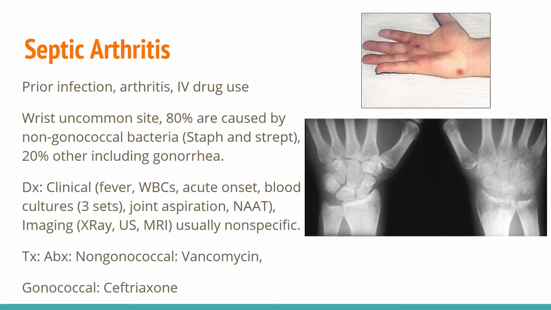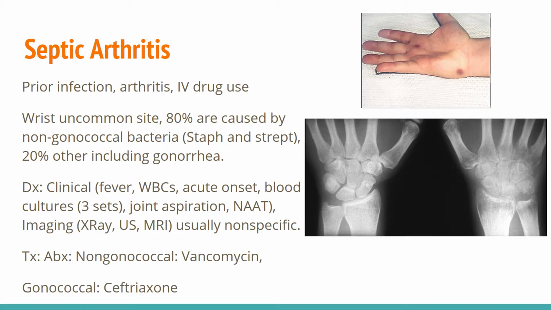Diagnosis is clinical. Fever, elevated white blood cell count, acute onset, blood cultures, 3 sets, and joint aspiration, as well as NAAT. And imaging is usually X-ray, ultrasound, MRI, which is usually non-specific. For treatment, antibiotics for non-gonococcal infections, usually use vancomycin. For gonococcal infections, use ceftriaxone.